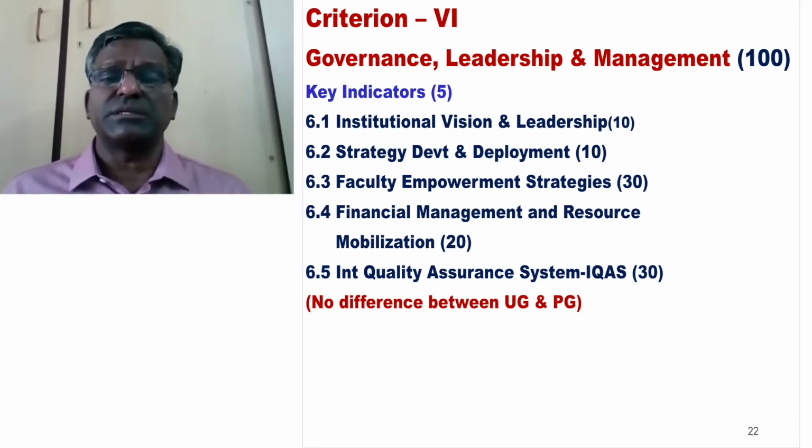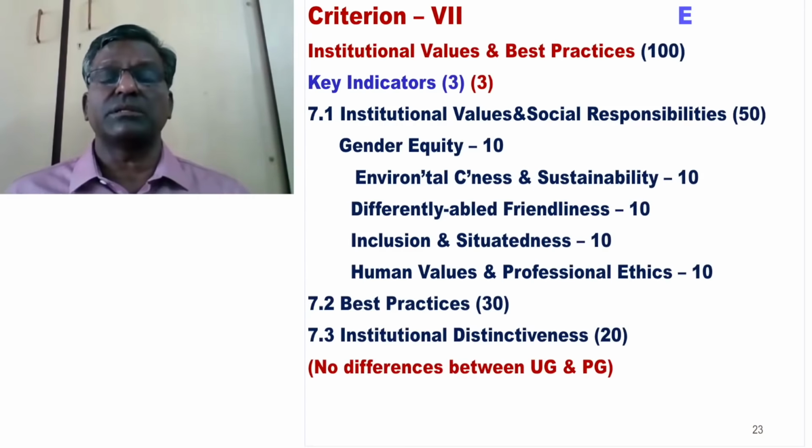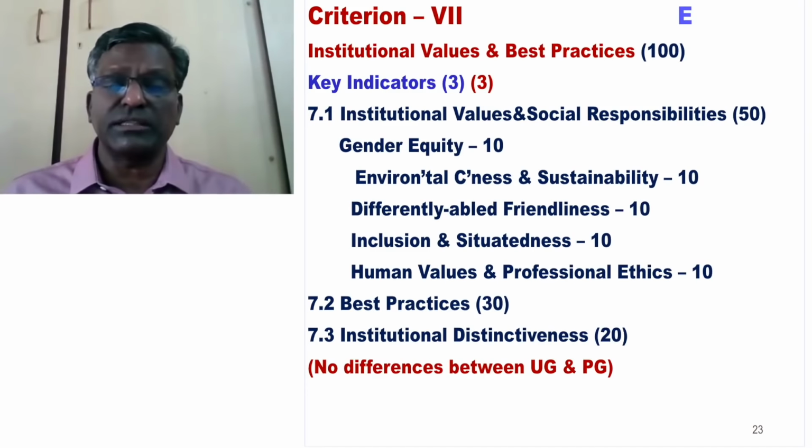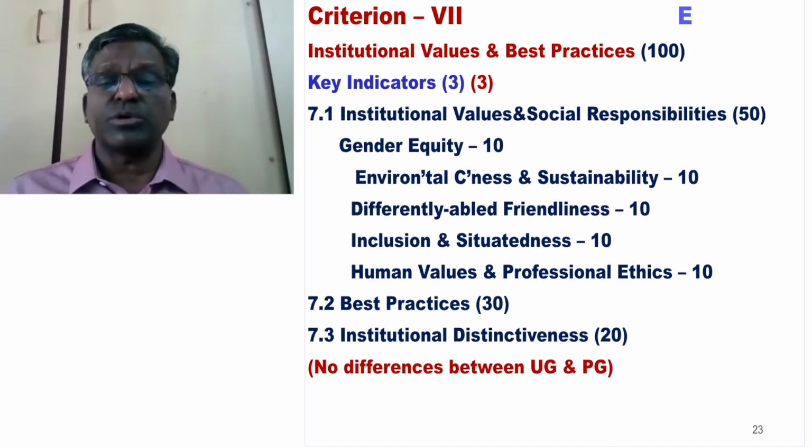We come to the last criterion, and this marks the end of the second unit. The last criterion talks of institutional values and best practices, and the weightage is 100. It is 100 for all the 4 categories: universities, autonomous colleges, affiliated colleges UG and affiliated colleges PG. And there are 3 key indicators. The first key indicator is 7.1, institutional values and social responsibility. There are 5 components under this key indicator: gender equity, environmental consciousness and sustainability, differently able friendliness, inclusion and situatedness, human values and professional ethics. So that is 7.1.